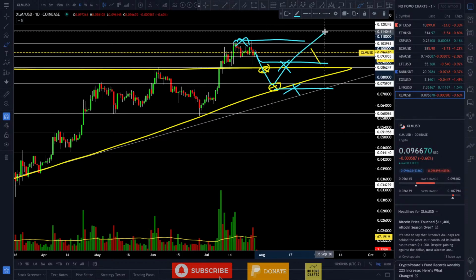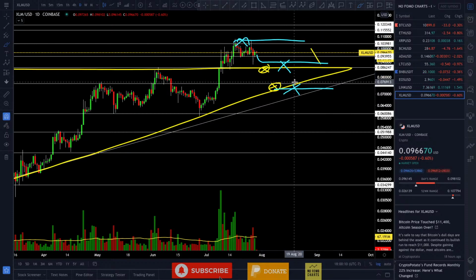It could do this and bounce out, or it could come down and just bounce off like that, right? We want to see, okay? But right now, again, when I say no FOMO, all I'm saying is you got to have some kind of plan in your stocks and crypto trading, okay?